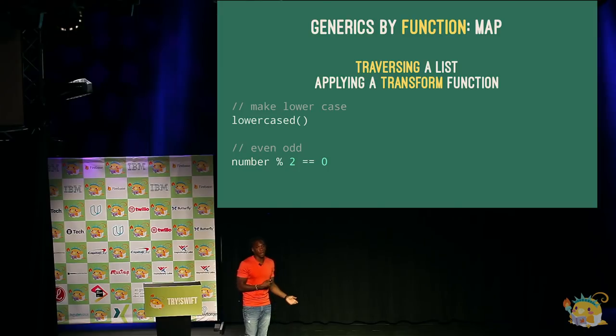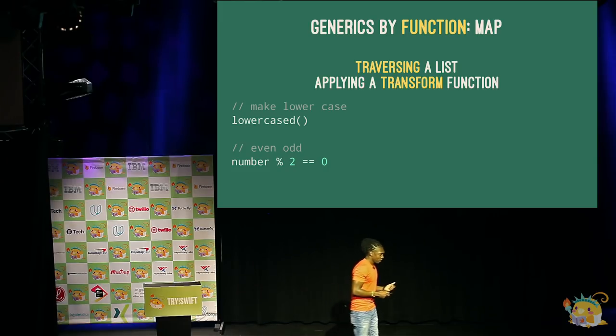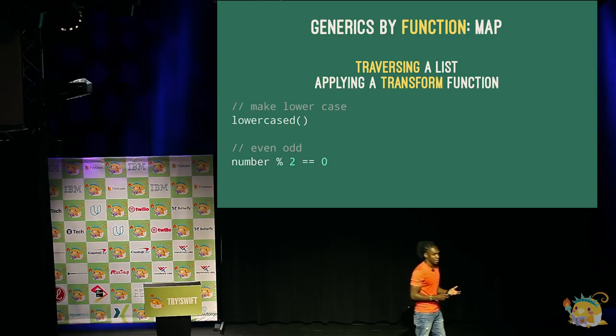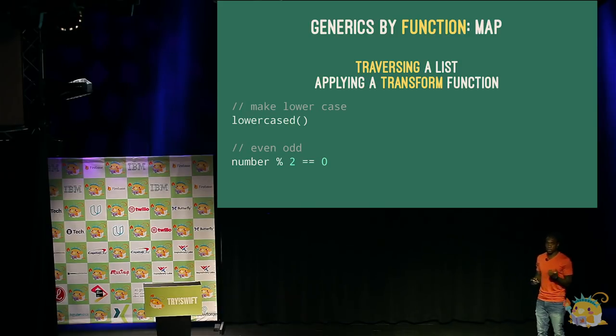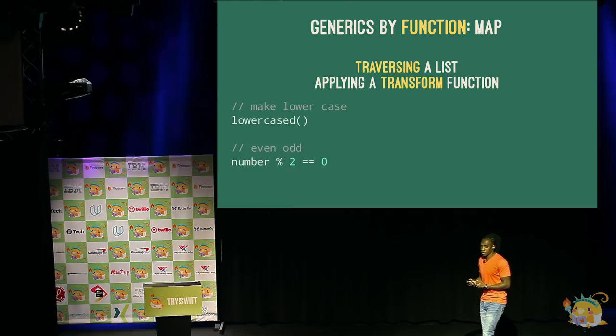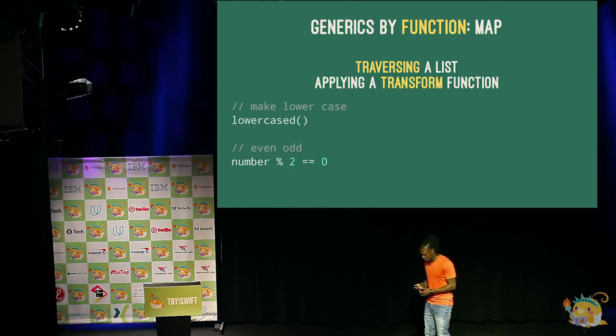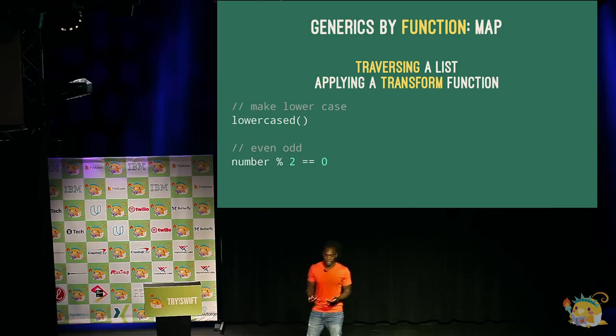The only difference between those two operations, between those two functions, is the operation being used to transform each element. Lowercase for the first, and the condition of being even odd for the second. What's common is traversing a list and transforming each element, and when you're done, returning the list of transformed elements. This is called a map, the same map that some of you might be familiar with.